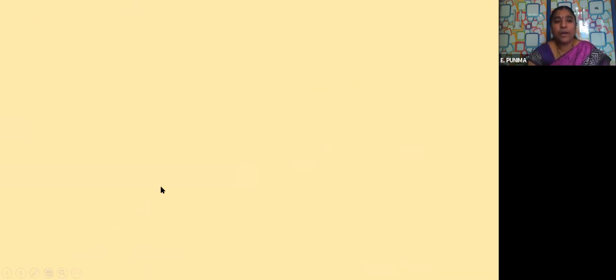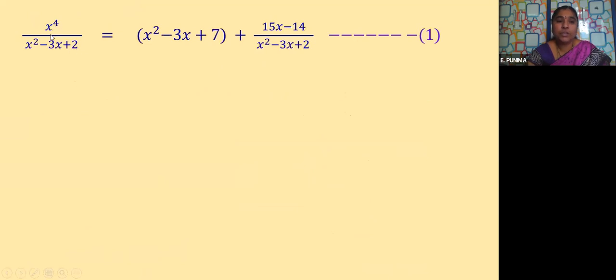So then how can you write our fraction here? x to the power of 4 by x square minus 3x plus 2, this is our given fraction. So this is the quotient we got, x square minus 3x plus 7, plus what is the remainder we got? 15x minus 14 is our remainder, by x square minus 3x plus 2. Now why am I writing this? Because the degree is 1 here and the degree is 2 for the divisor. So the degree is less here. That means it has changed to a proper fraction.